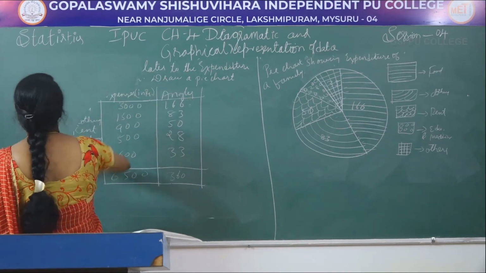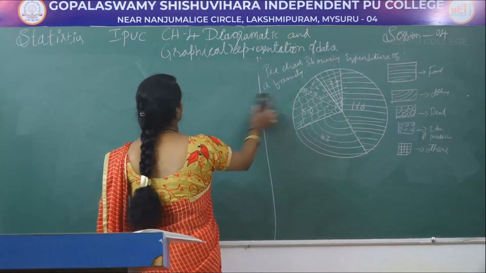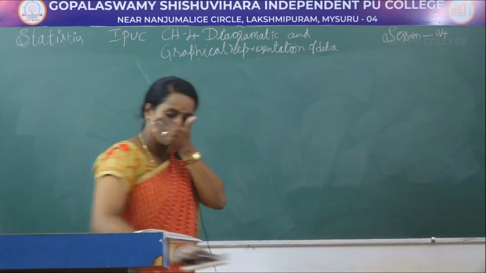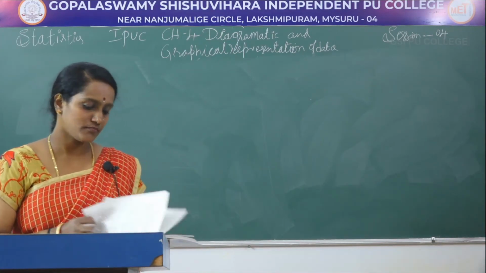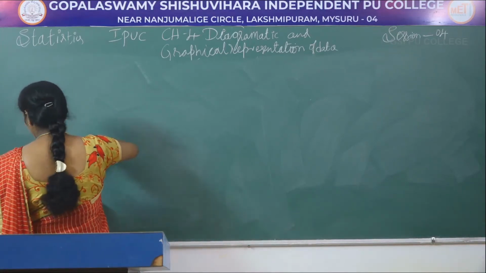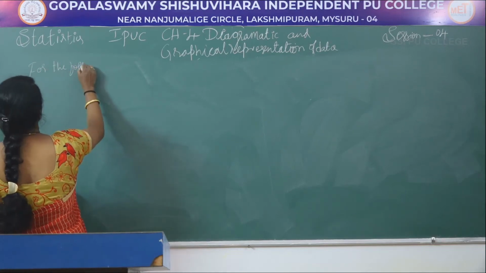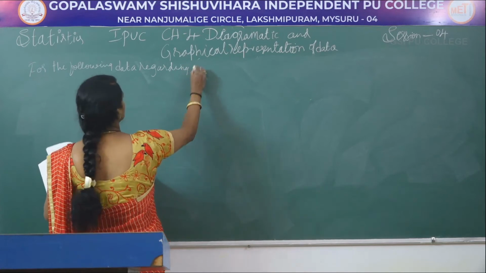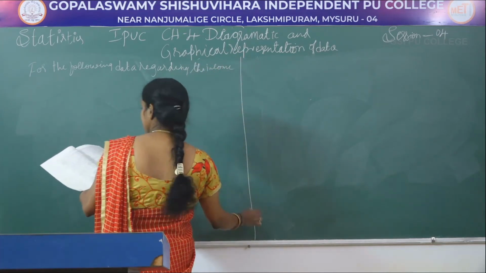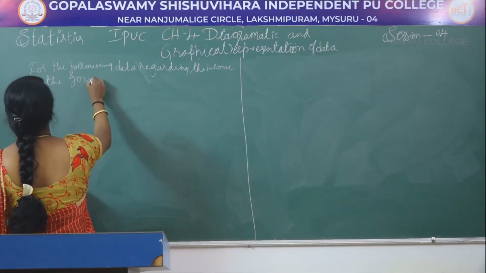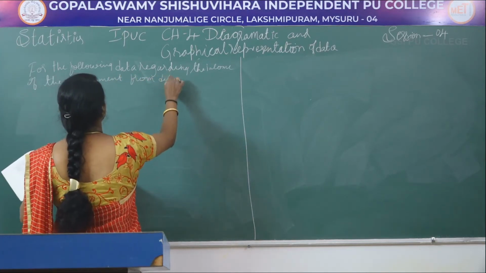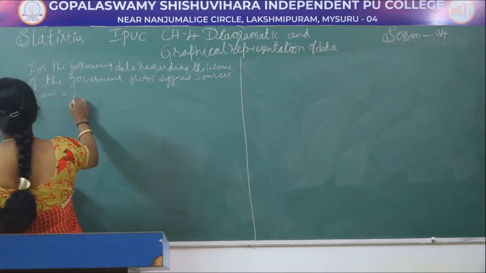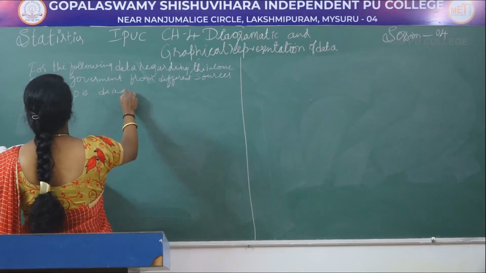Next problem. For the following data, regarding the income of the government from different sources, draw a pie diagram.